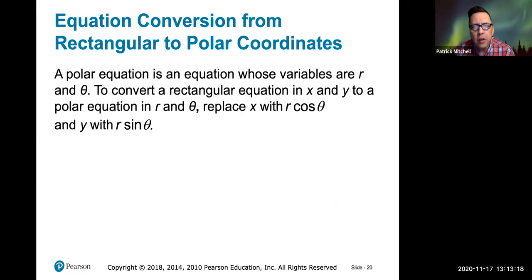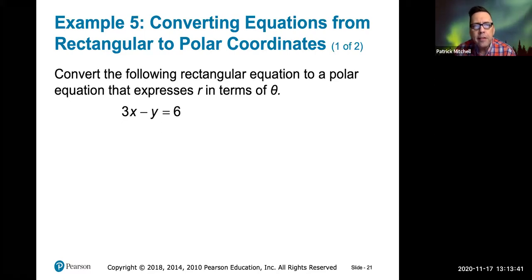All right, so now let's start looking at equations in polar and rectangular. A polar equation is an equation whose variables are r and theta. To convert a rectangular equation in x and y to a polar equation in r and theta, replace x with r cosine theta and y with r sine theta. So for example, let's convert the following rectangular equation to a polar equation that expresses r in terms of theta. So the rectangular equation is 3x minus y equals 6. Of course, that's the equation of a line.